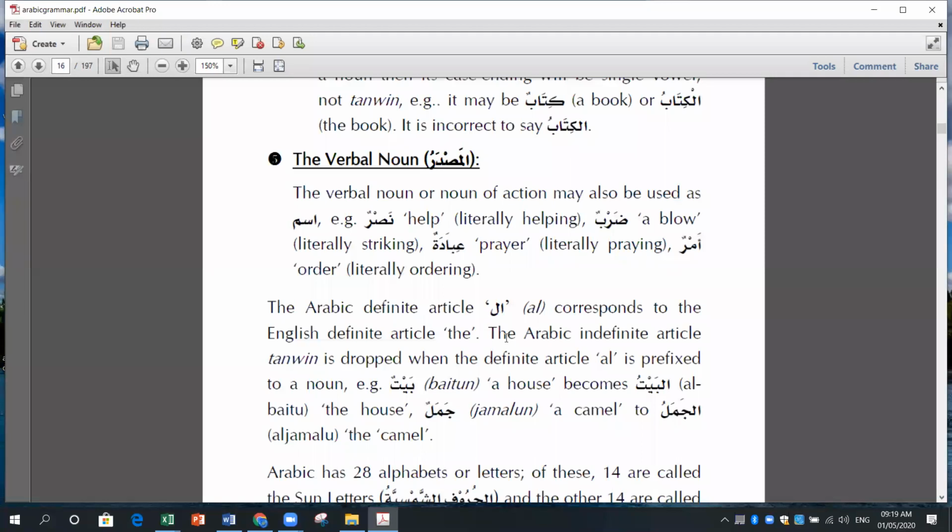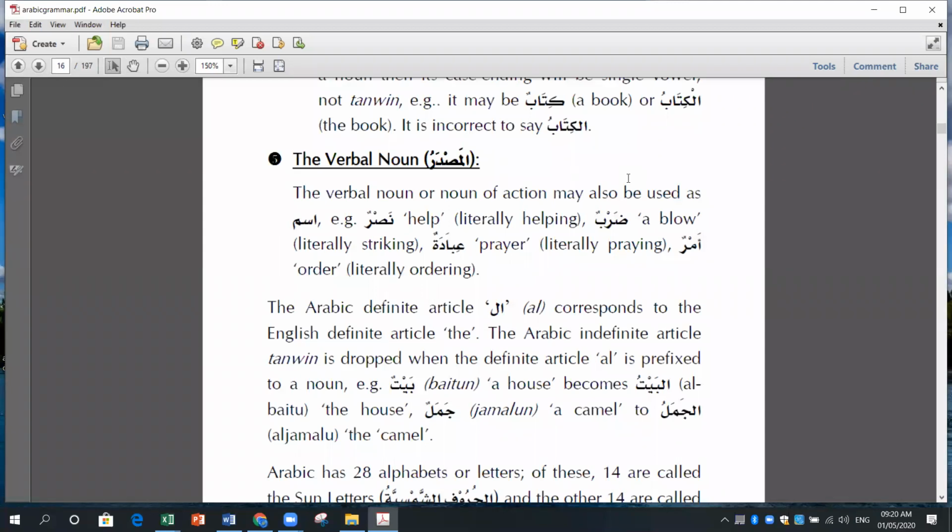So we can say the name of an action word. Like help is the name of an action. I'll give you another example. Sleep. Sleep is a noun because it's the name of an action. An action word.